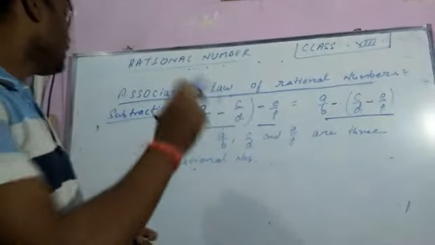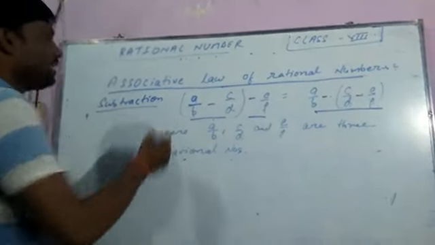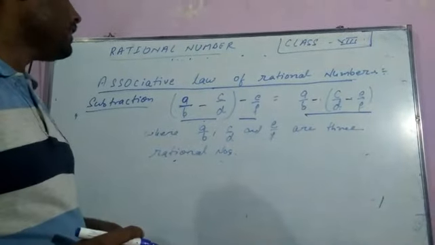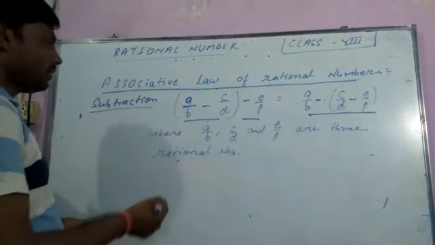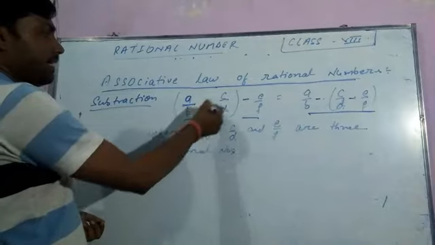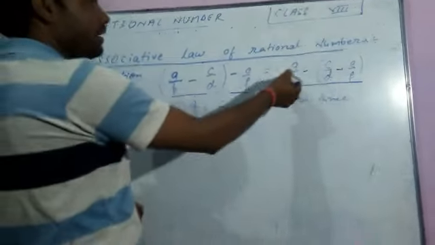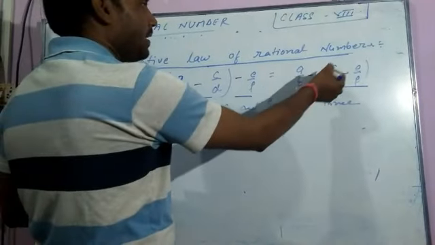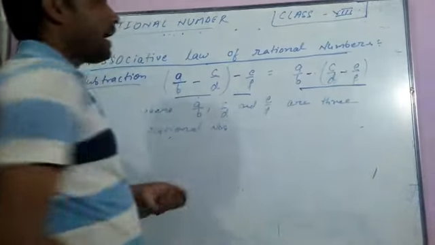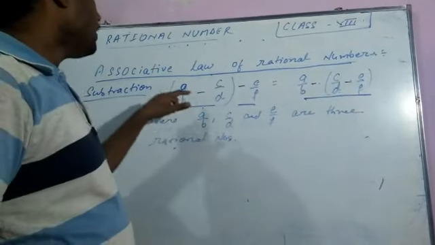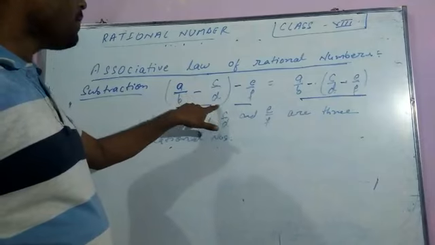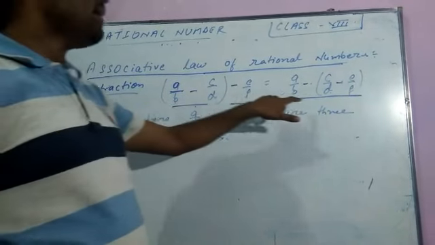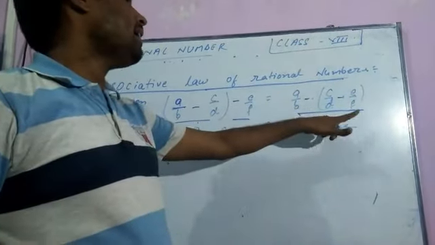Now we will learn about subtraction. Does it follow the associative law of rational numbers or not? (a/b − c/d) − e/f equal to a/b − (c/d − e/f), as with addition. The first two will be in the bracket on one side and the other two will be in the bracket on the other side.